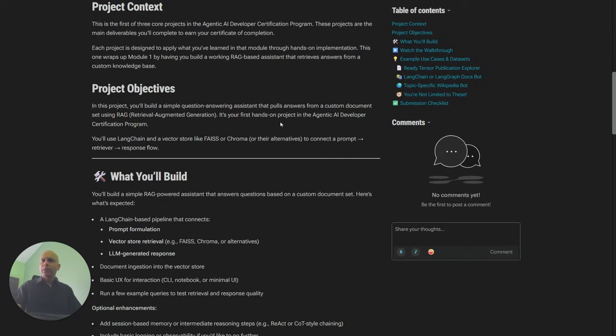So you can find all the information about this on this page. It's in the publication related to this project in Module 1. And the basic ask is a question answering system, right? It's a chatbot on a set of documents and get it to work.